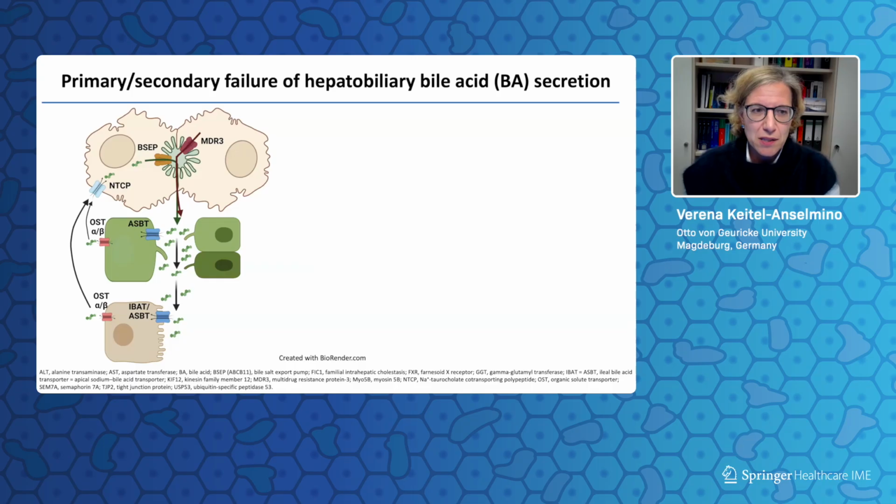So if we think about cholestasis, we have to think about that it's not only the biliary tract that is affected, but also the hepatocyte. So what you see here is two adjacent hepatocytes with BSEP, which is the bile acid transporter, and MDR3, which is the phospholipid floppase, and they secrete bile acids and phospholipids into bile, which then flows through the bile ducts into the small intestine, where the bile acids are reabsorbed.